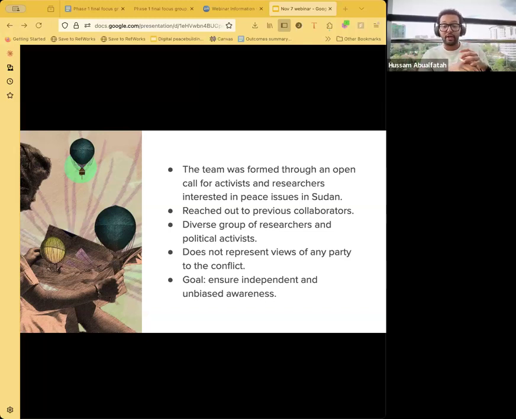The most important thing is that this team doesn't represent the views of any party to the conflict, because our goal was very clear. We want to make sure that we align with independence, neutrality, and analytic integrity, because we want to observe and document online hate speech without bias, and to build awareness that contributes to peace rather than being biased to any party.